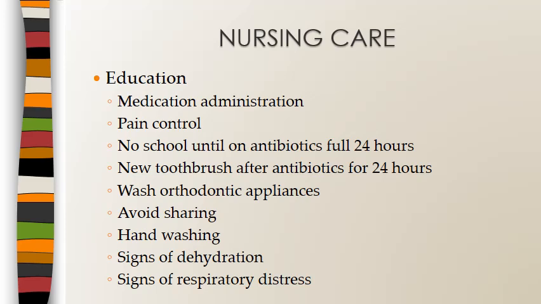We also need to educate the children to avoid sharing any objects, cups, towels or anything. We want to make sure that we stress hand washing with them and that they understand that they need to do it all the time. And we want to discuss with the parents the signs of dehydration and also respiratory distress, because these two reasons will make the children have to come to the hospital in order to receive further care.